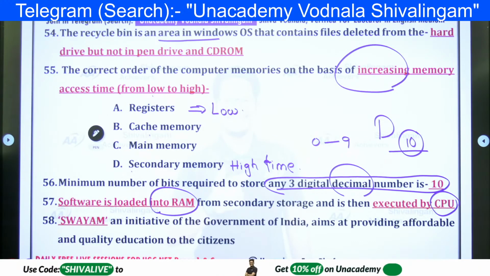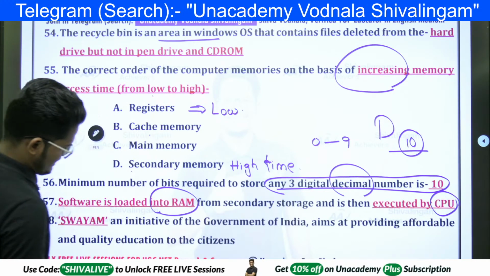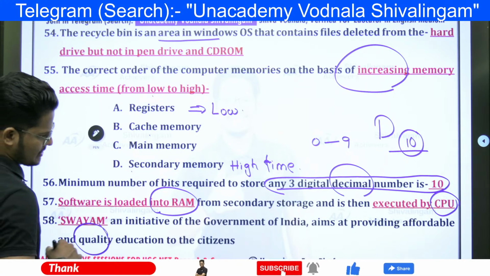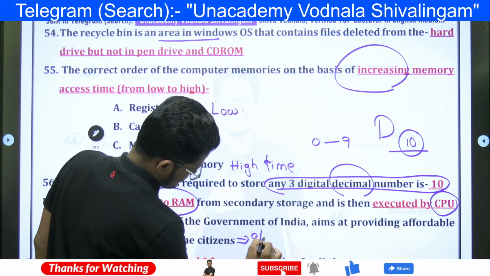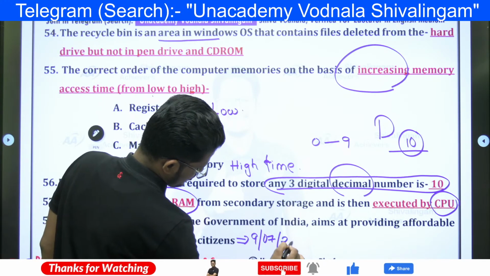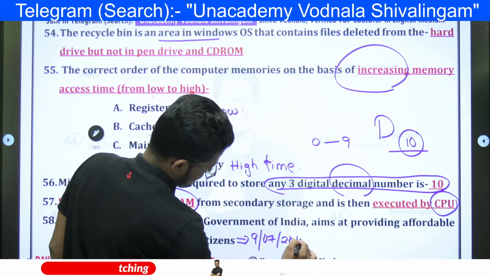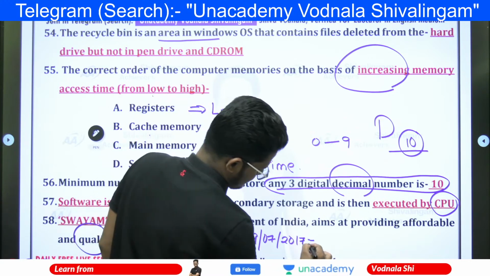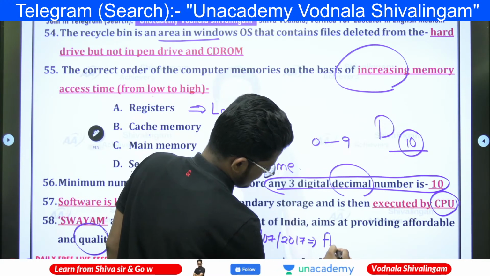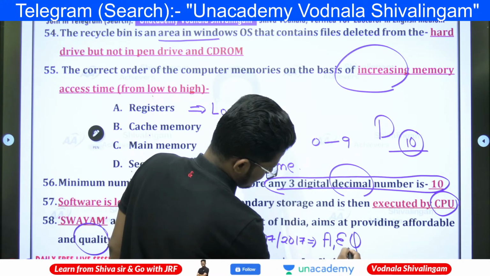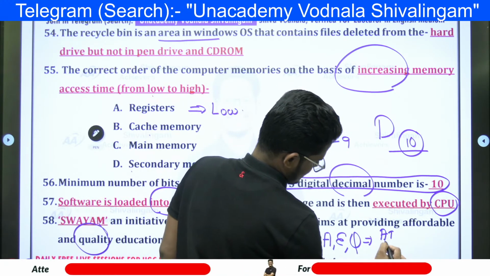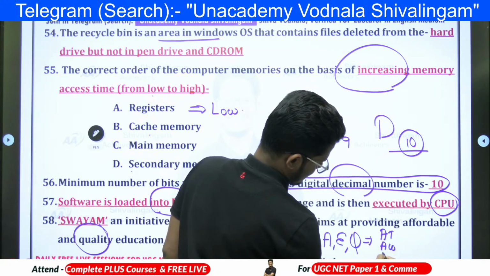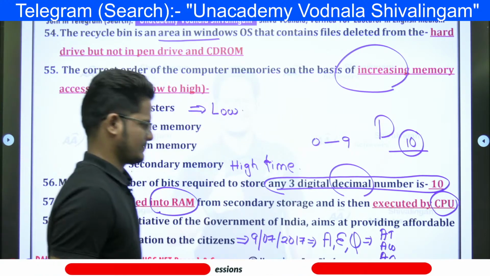Next, Swayam is an initiative of the Government of India, aiming at providing affordable and quality education to the citizens. It was initiated on 9th July 2017 with three principles: access, equity, and quality, so anytime, anywhere, anyone can access it.